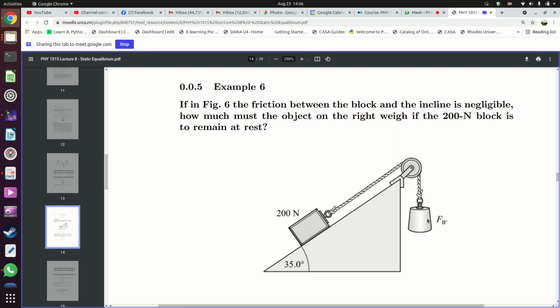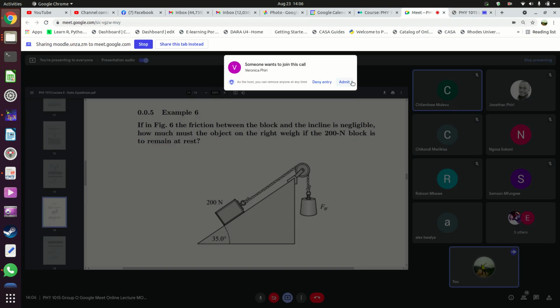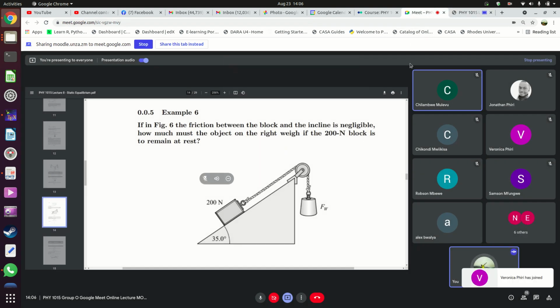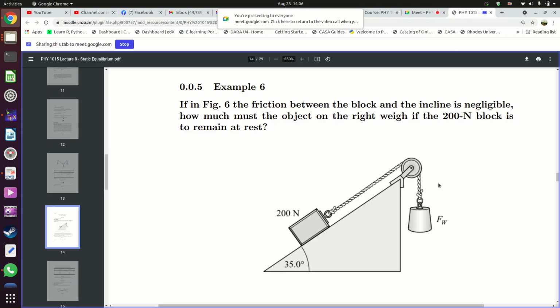So we have got two objects here. It's not just one object, but you've got two objects which need to remain motionless. The 200 Newton block and also this particular object on the right, they need to remain motionless. So we need to make sure that these two objects remain at rest. Now, how are we going to do that?